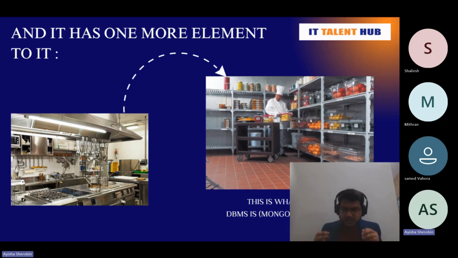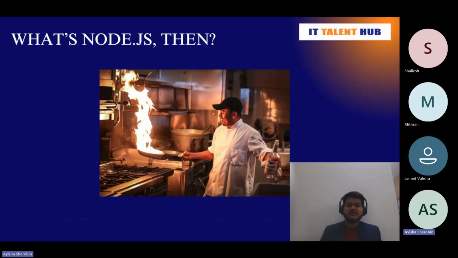So now you tell me, to make any restaurant functional, you need a dining area, you need a kitchen, you need a storeroom. But tell me, will you be able to process the stuff by bringing it out from the storeroom, keeping it in the kitchen, and before it goes to the dining area, will you be able to process it unless you have fire? No, right? We need heat to process whatever we have. And this heat is equivalent to what Node.js does in the context of our applications.